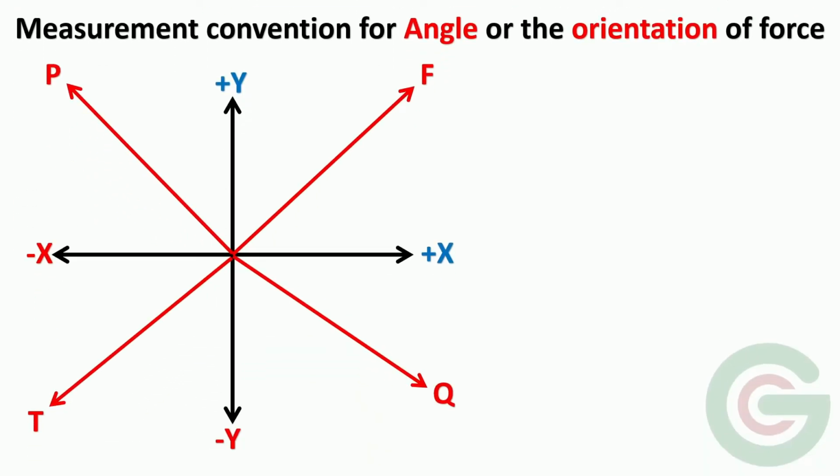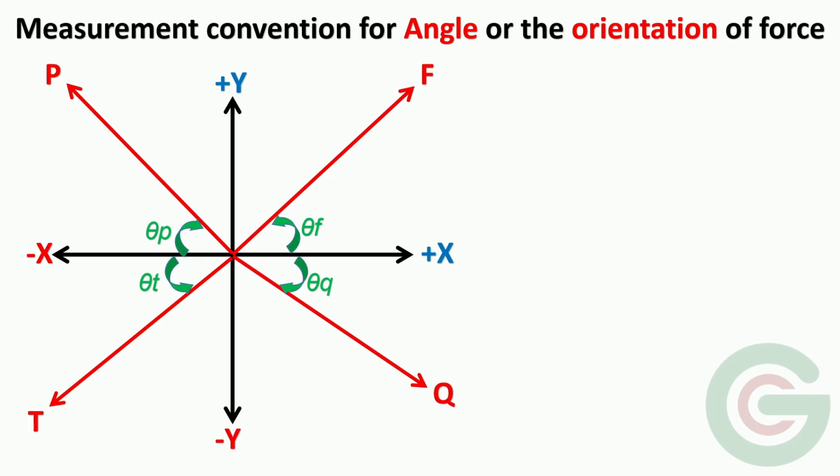Finally, let us understand the convention of measuring an angle theta or the orientation of a force. One of the methods is to measure the angle with respect to positive x-axis, and we get the angle as positive or negative based on clockwise or anti-clockwise measurement. The other method is more convenient, where the angle of any given force is measured with respect to positive or negative x-axis based on the quadrant in which the force is situated.